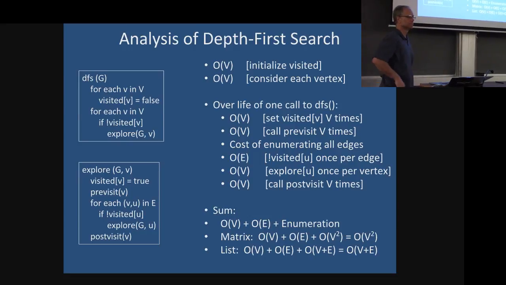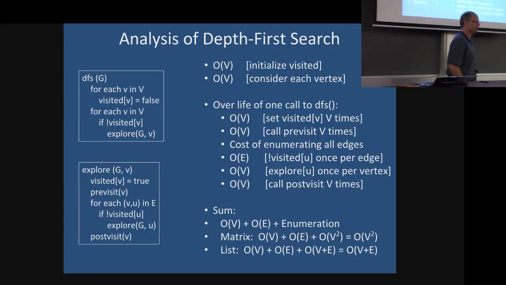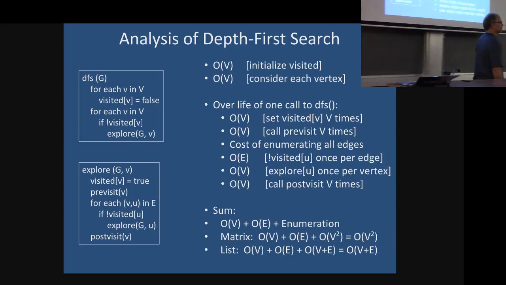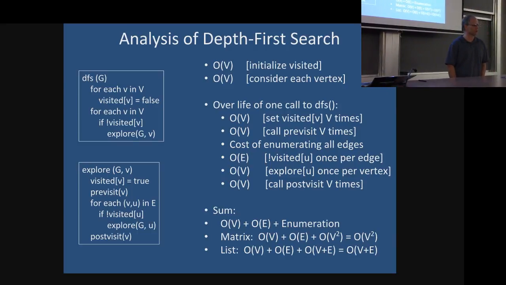Yes? What's enumeration? Enumerating the edges. Right. Cost of finding all the edges. Why isn't that captured in just the O of E term? Okay. He's asking why, if we're enumerating an adjacency list, why isn't the cost O of E?